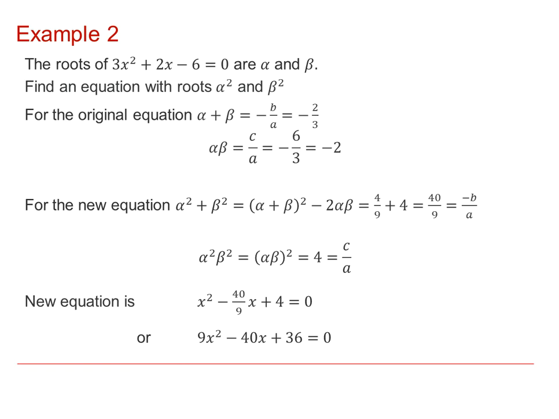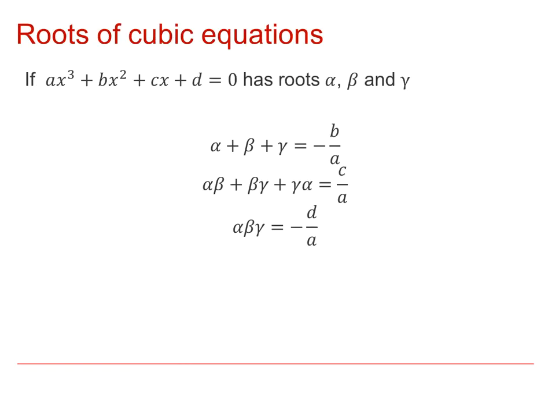Well, moving now on to cubic equations. We've got these results from previous lectures, that the sum of the roots is minus b over a. The pairwise product sum is equal to c over a, and the product of the roots is minus d over a.